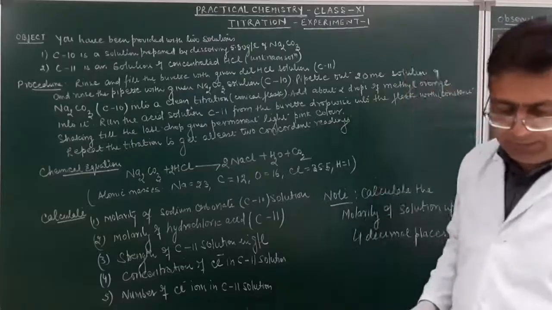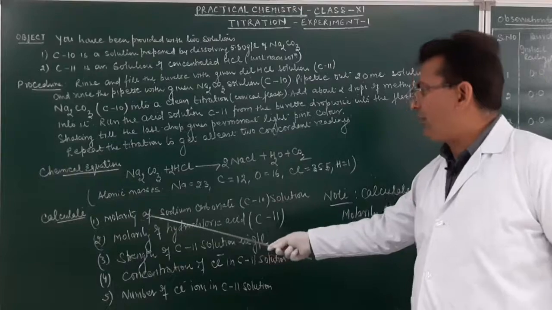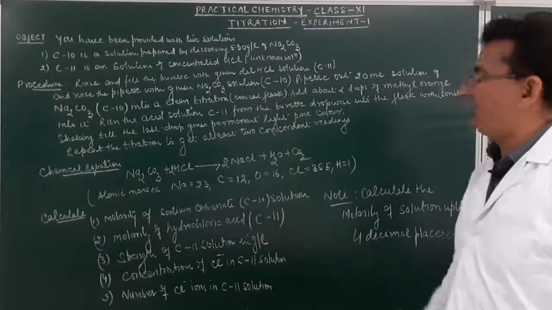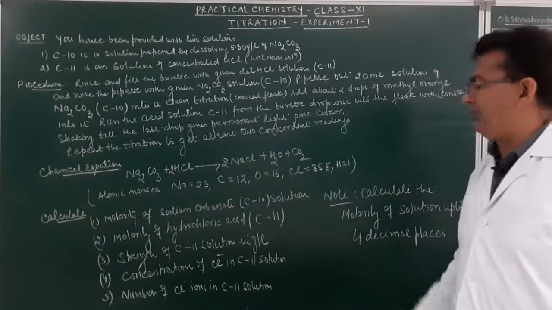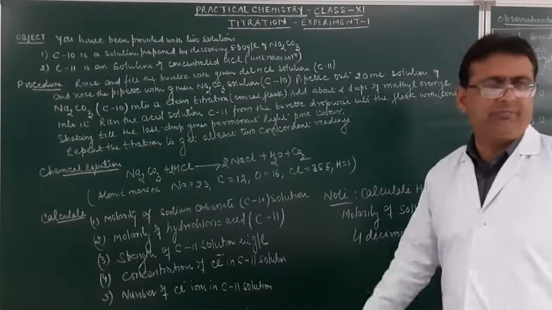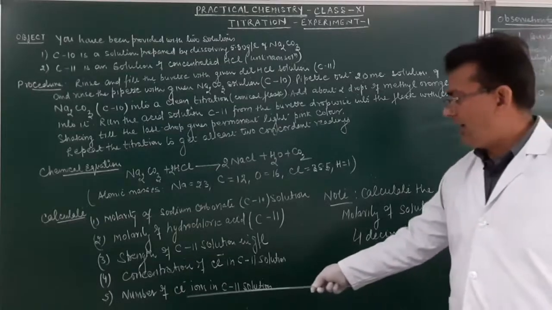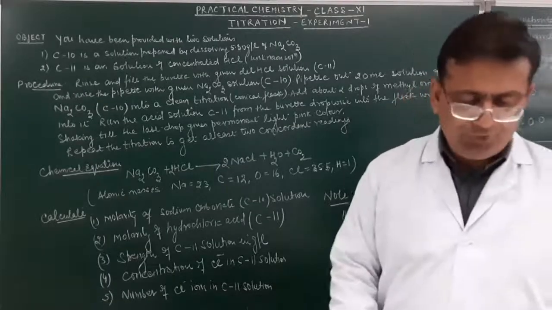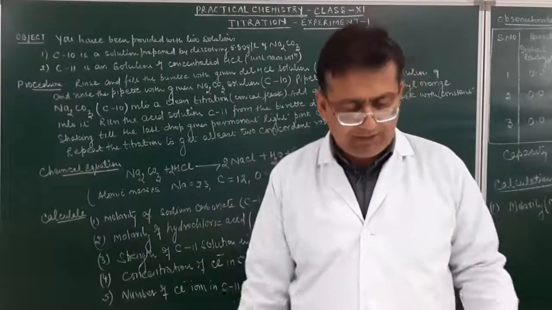Now, after completing this titration, you have to make certain calculations. What are the calculations? Calculate the molarity of sodium carbonate, which is the C10 solution. Then the molarity of hydrochloric acid, which is the C11 solution. Then the strength of C11 solution in gram per liter. Then the concentration of chloride ion in the C11 solution, and the number of chloride ions in the C11 solution. So these 5 calculations you have to do once you obtain the end point of a titration.